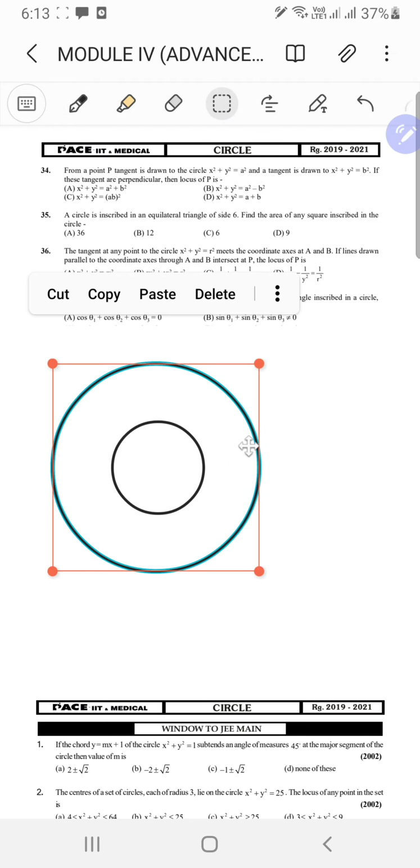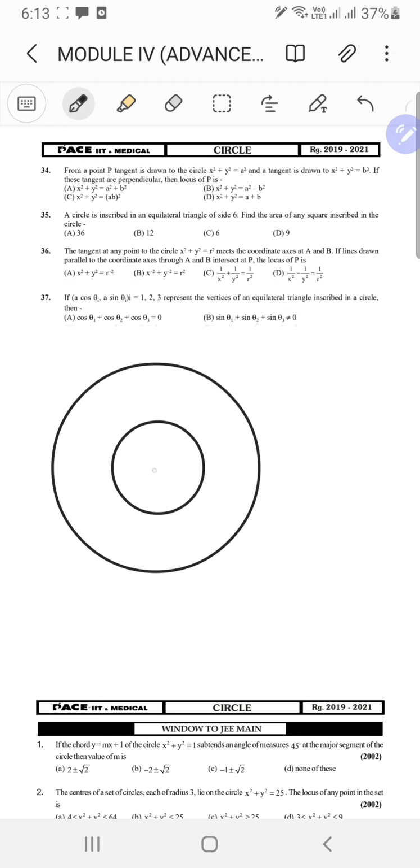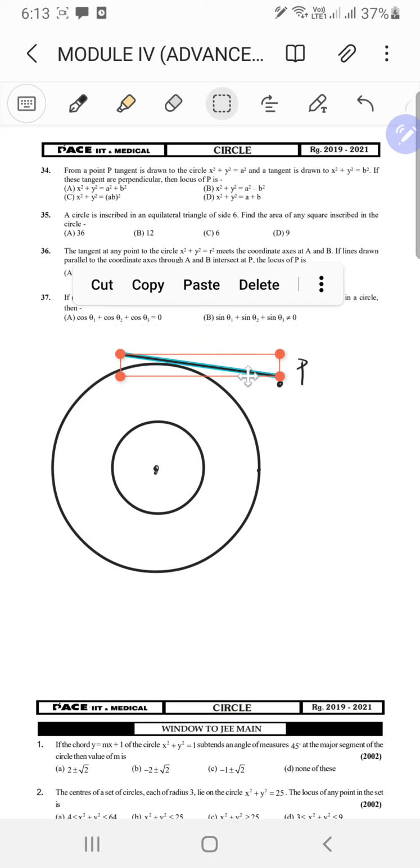Okay, so these are the two circles. This is the one with radius A, this is the one with radius B. From a point P, okay, so this is the point P, tangents are drawn to these two circles. So this is the first tangent, and these tangents must be perpendicular.